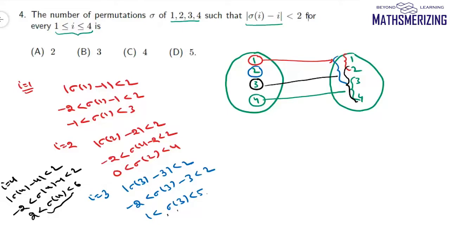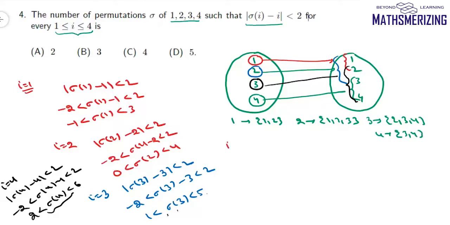Now, how many permutations are possible? For this one, we have 2 choices, either 1 or 2. For this 2, we have 3 choices, 1, 2 and 3. Now for 3, we have again 3 choices, 2, 3 and 4. And for 4, we have 2 choices, that is 3 or 4.